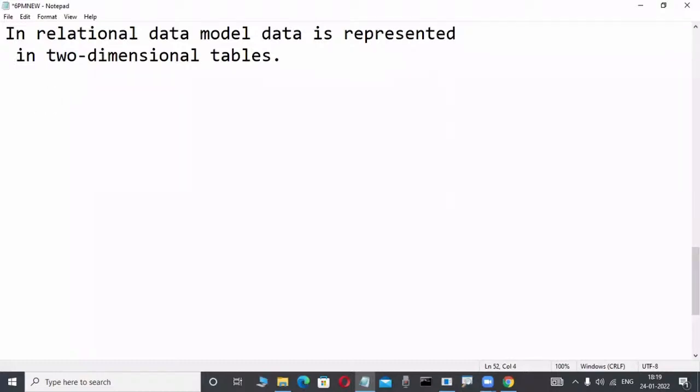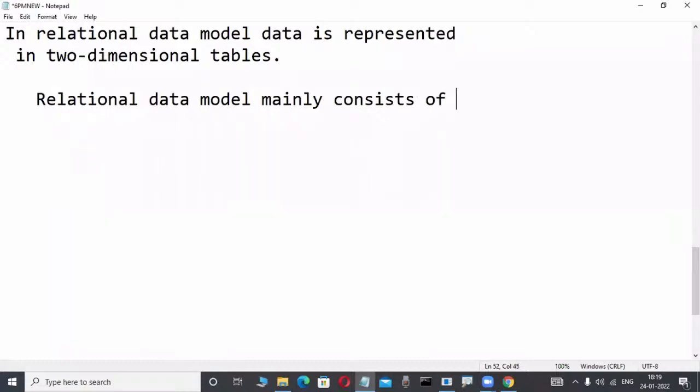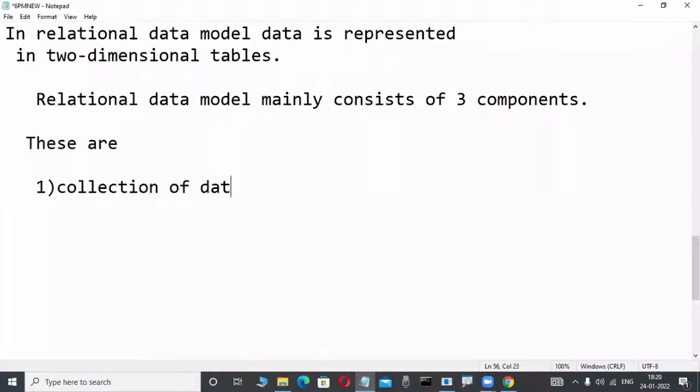In any relational data model product we observe, the relational data model mainly consists of three components. What are those components? You must be familiar with these names before we start our courses. Concentrate here. What is the first one? A simple collection of database objects. In software like Oracle, SQL Server, DB2, a collection of database objects is available.